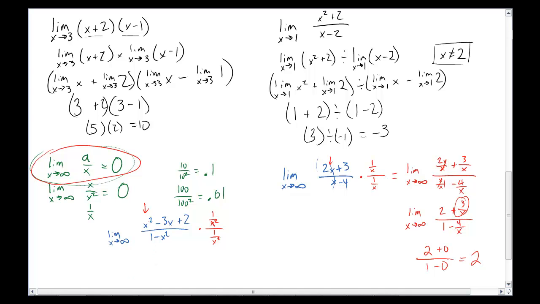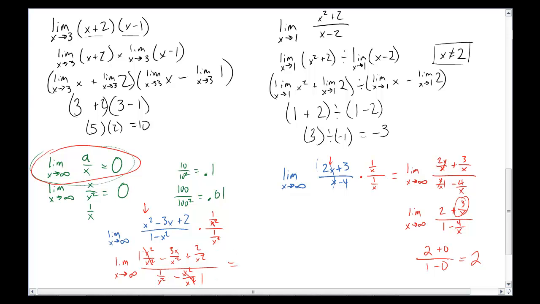So I'm going to end up with x squared over x squared minus 3x over x squared plus 2 over x squared, all over 1 over x squared minus x squared over x squared. I got a lot of x squareds in there, and yes, it's ugly. It's still the limit as x approaches infinity. But note again, these are going to cancel out, giving me 1. These are going to cancel out, giving me 1. And I can do the limit of everything else.